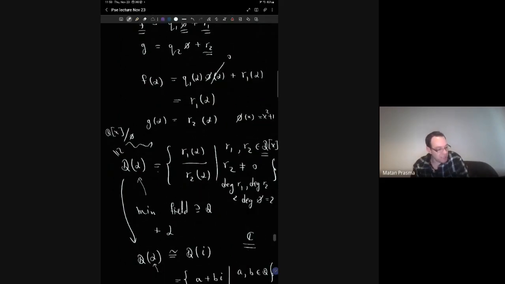Why? Because this specific description of Q of alpha tells you that it's the same as doing polynomials modulo phi. Because what did you do in polynomials modulo phi? You had remainder polynomials, right? R, the set of all remainder polynomials with addition and multiplication modulo phi.